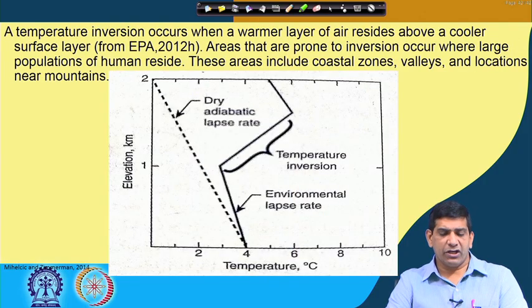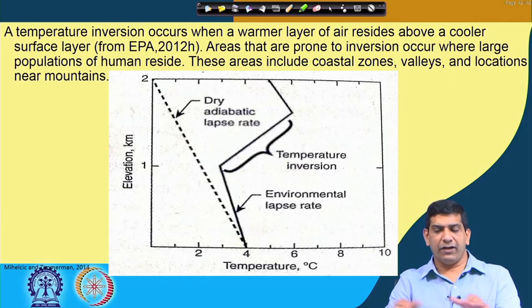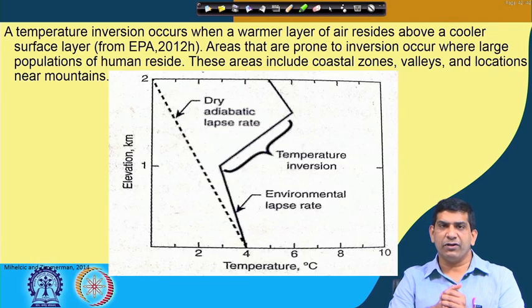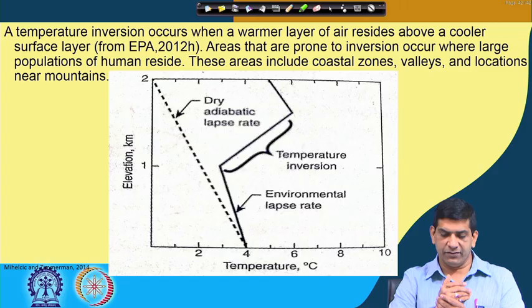So, temperature inversion occurs when a warmer layer of air resides above a cooler surface layer. Areas that are prone to inversion are where large populations of humans reside. These areas include coastal zones, valleys, and locations near mountains. So, you have an inversion layer, where a warmer layer of air resides above the cooler surface layer.